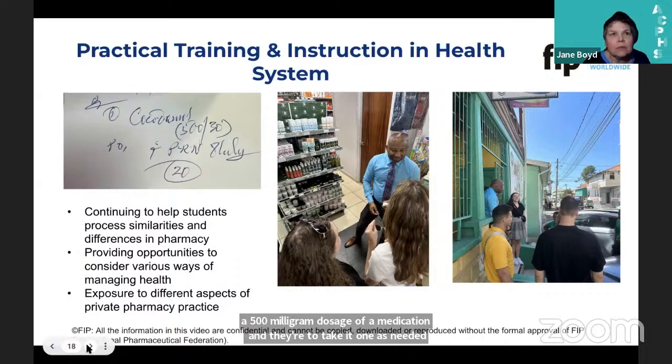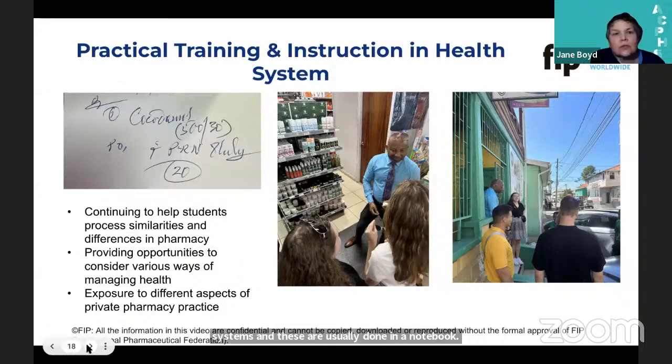Our systems do things a little bit differently than their systems, and these are usually done in a notebook. We have medical records or electronic records, whereas over in Dominica, they have a notebook which is scribed that goes with the patient throughout the healthcare system. They really empower their patients to be able to understand their healthcare. So that's a little bit different. I feel in Dominica, which is a positive, that I wish more of our patients in the States would be able to do that as well.